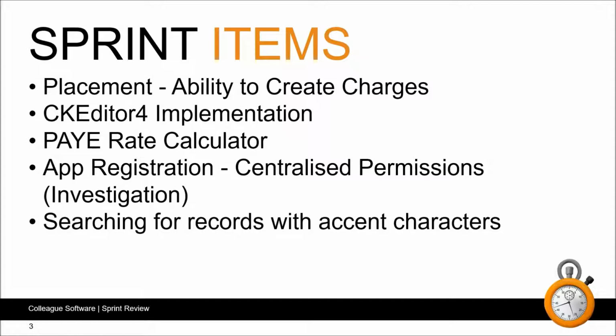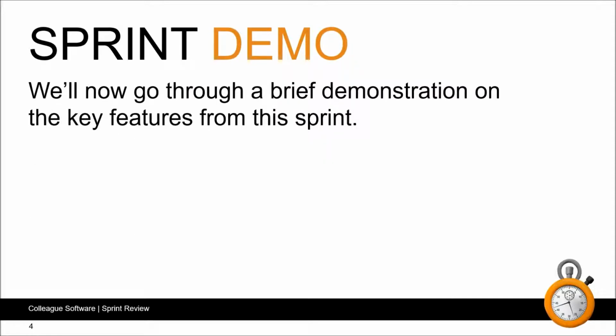And further to issues experienced when searching names on records with accent characters and umlauts, we've made several updates to handle this and ensure matching records are found. We'll now go for a brief demonstration on the key features from this sprint.